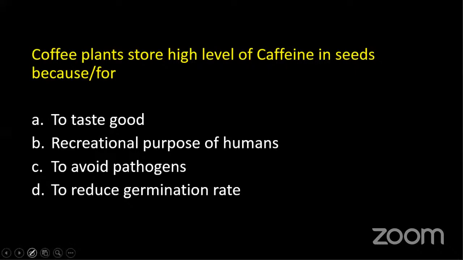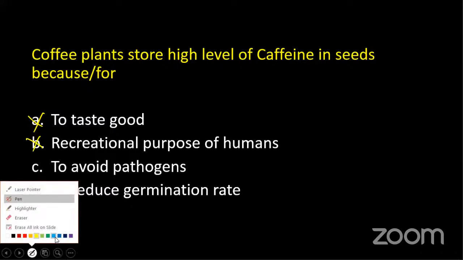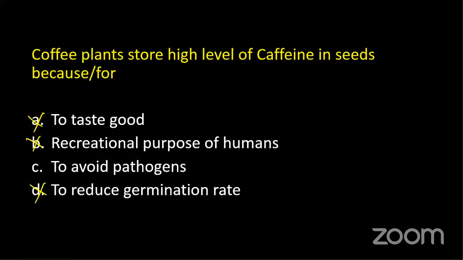Exactly. Okay. So why does the coffee plant store a high level of caffeine in seeds? Not for us, okay, not for us, or not to reduce the germination rate. It should germinate properly, right? This is also not the correct answer. The correct answer is to avoid pathogens. Normally, if you observe regularly, a lot of seeds are poisonous compared to the plants. The seeds are poisonous. If you take the abrus, what we normally call gulaganji, right?